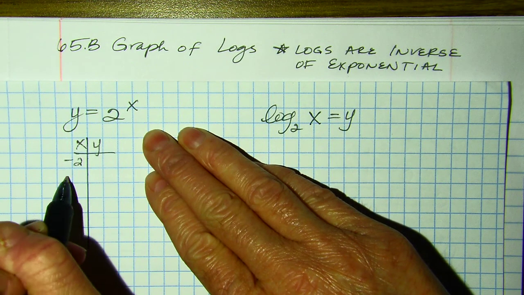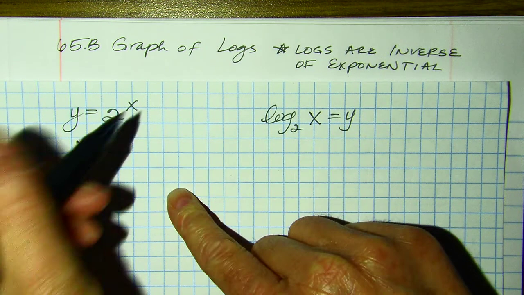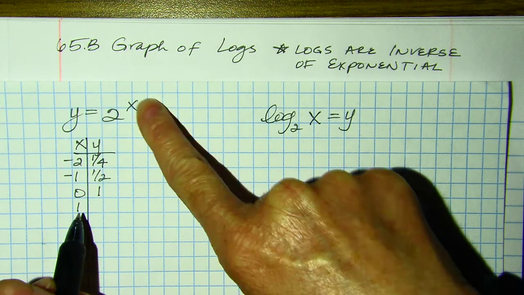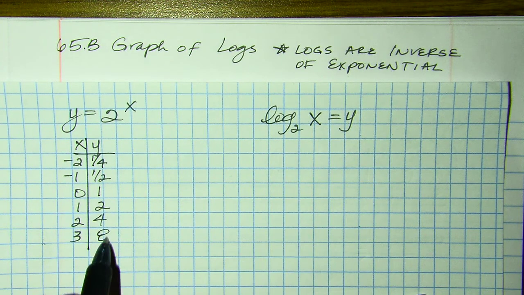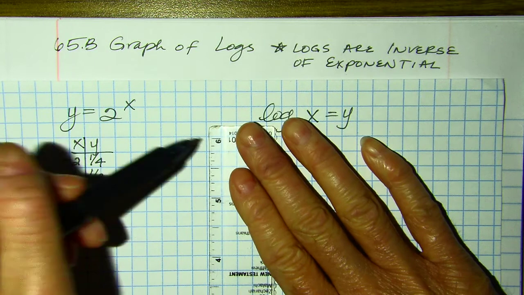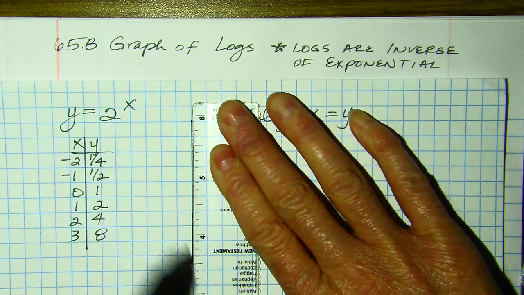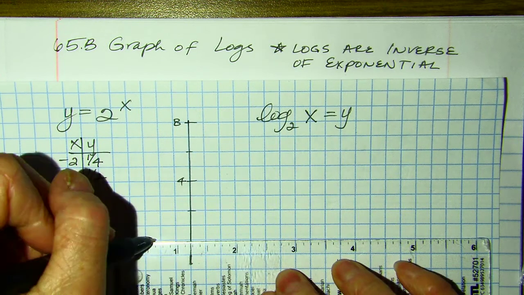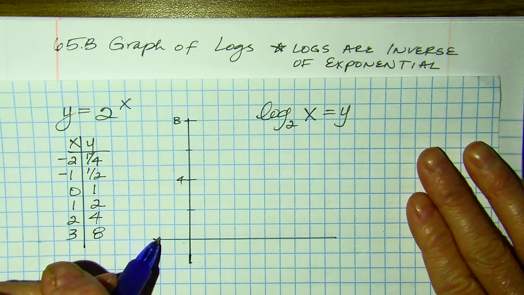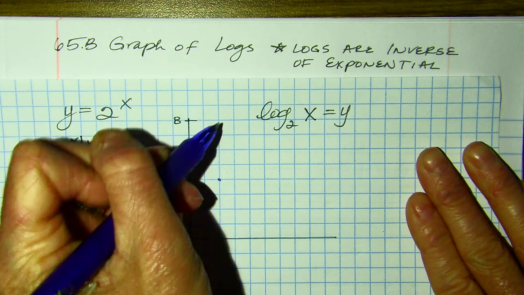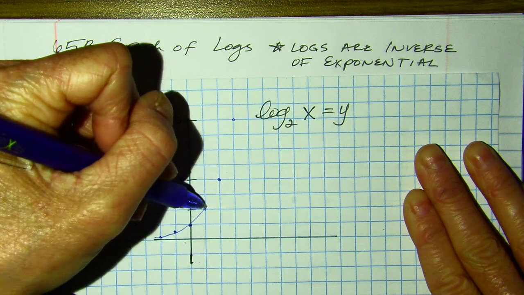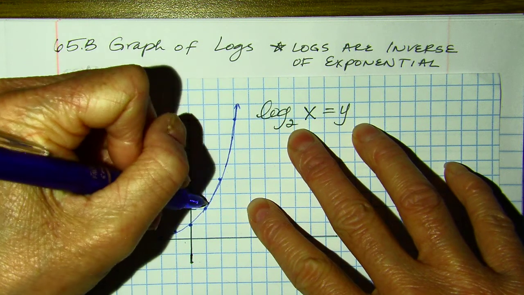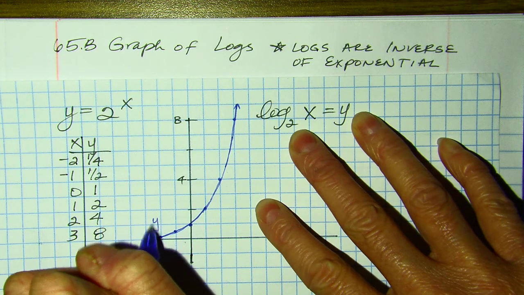So let's say I do -2, -1, 0, 1, 2, 3. If I plug in a -2, that gives me 1 over 4. A -1 would give me 1/2. 0 gives 1. If I plug in 1, 2 to the first is 2. 2 squared is 4. 2 to the third is 8. Now, I'm going to put the graph right in the middle because I'm so cool. Alright, so the graph of this, -2 is 1/4, 1/2, 1, 2, 4, 8. And so here is an exponential. You guys, all my pens are running out and it just breaks my heart. So this is y equals 2 to the x.